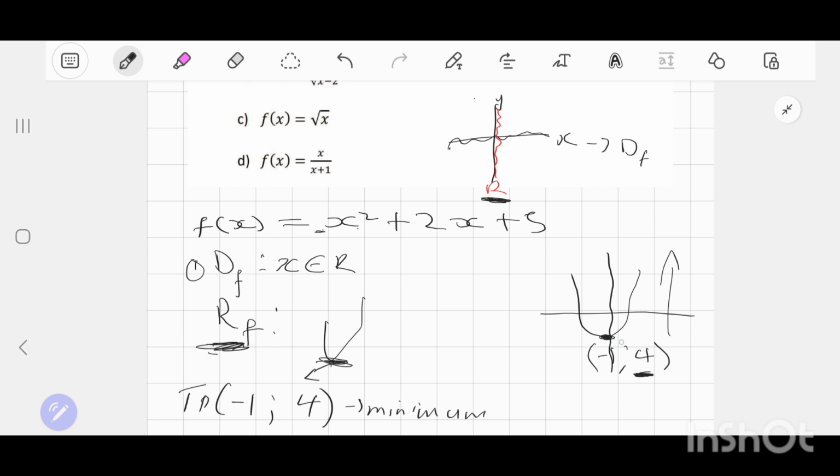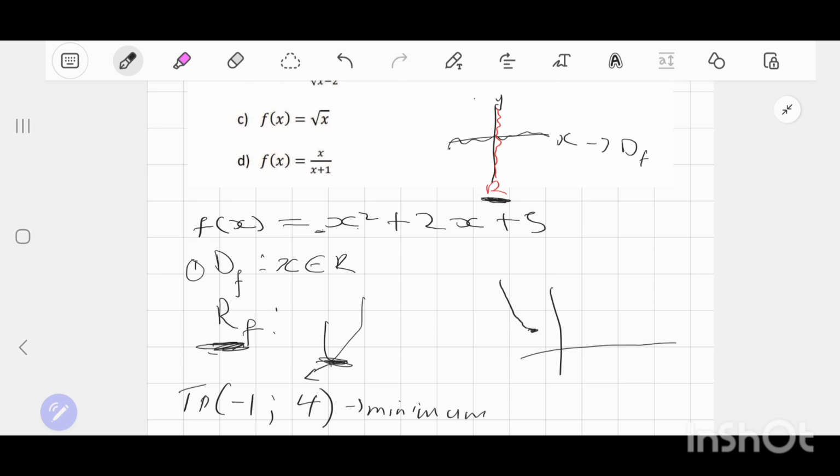And remember, people, I have not yet drawn the graph, so please don't. This is just a hypothetical situation trying to help you understand what I'm trying to do here. Just to give you a sense, the graph might be like this, because remember here we have your 4 and here we have your 1.